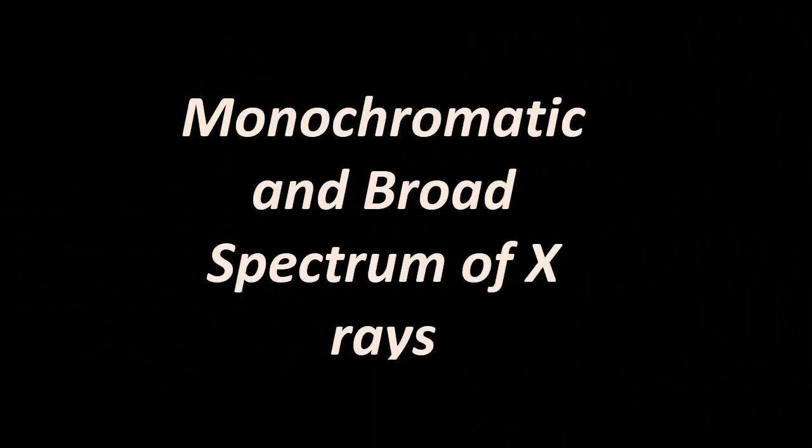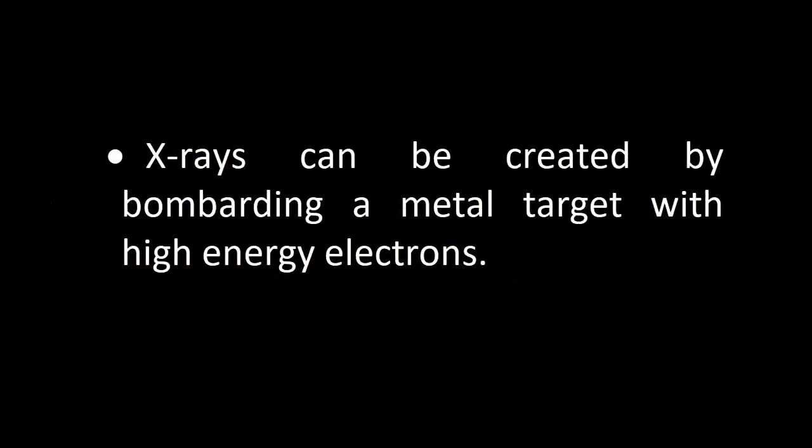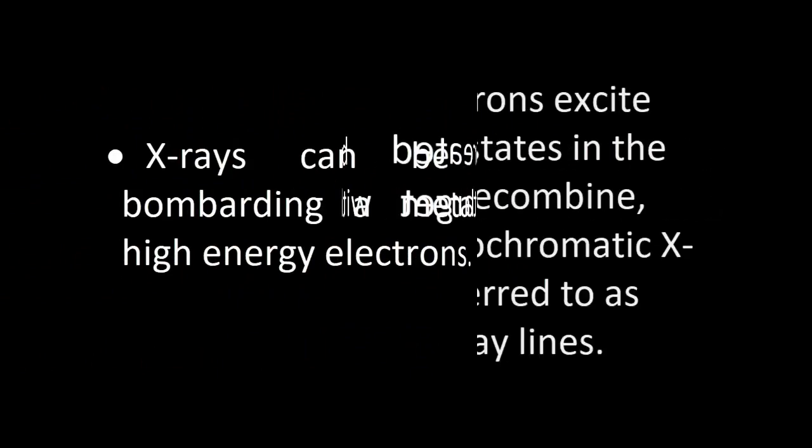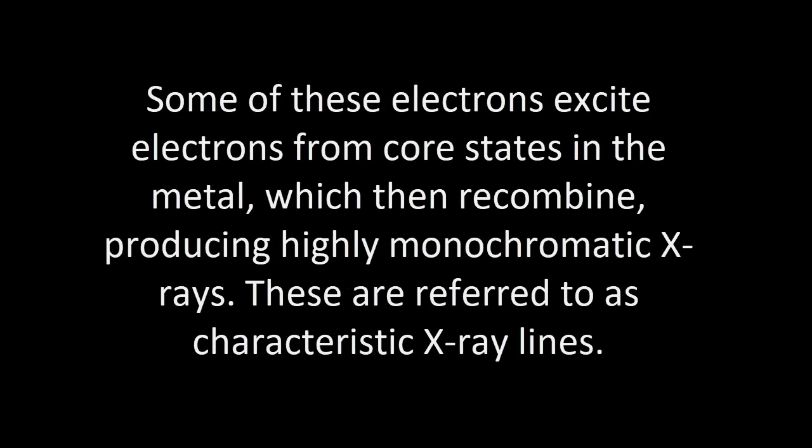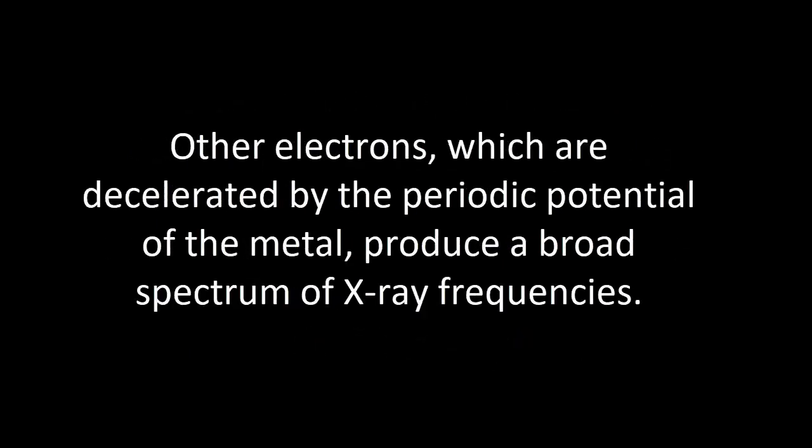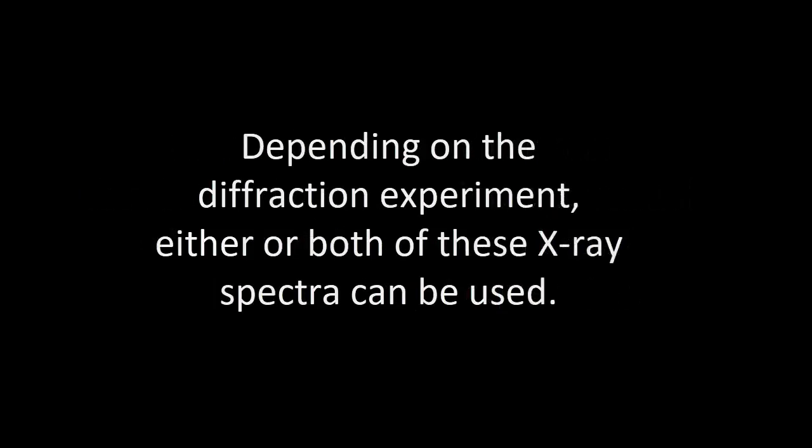Monochromatic and broad spectrum of X-rays. X-rays can be created by bombarding a metal target with high-energy electrons. Some of these electrons excite electrons from core states in the metal, which then recombine, producing highly monochromatic X-rays. These are referred to as characteristic X-ray lines. Other electrons, which are decelerated by the periodic potential of the metal, produce a broad spectrum of X-ray frequencies. Depending on the diffraction experiment, either or both of these X-ray spectra can be used.